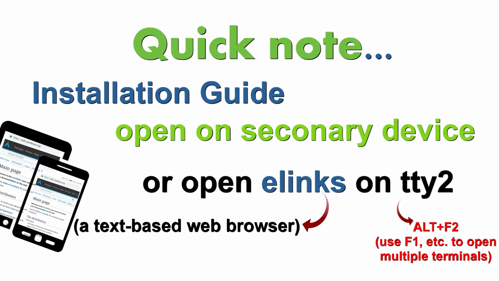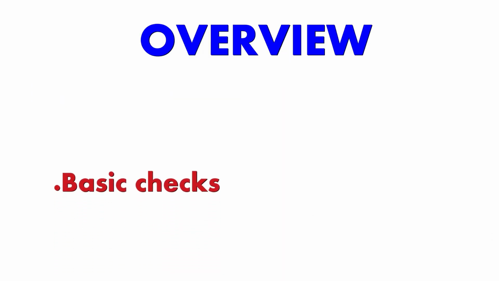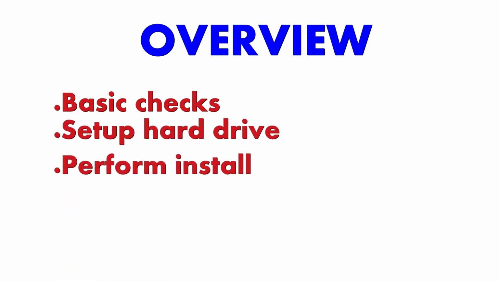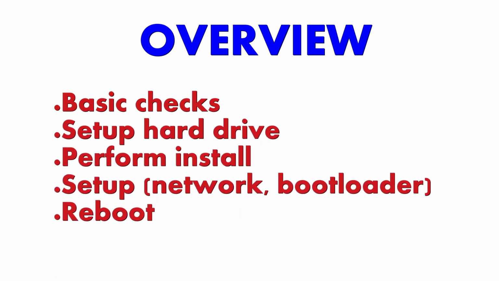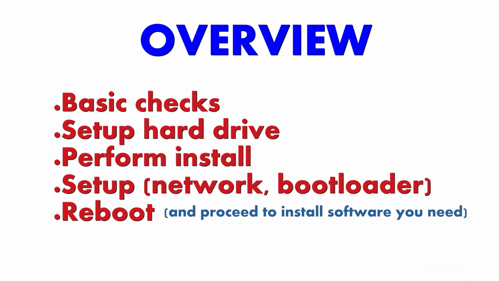You can use a secondary device like a mobile or a tablet, or alternatively you can use a text-based web browser called eLinks in the secondary terminal by pressing Alt F2. You can always go back to the first terminal using Alt F1. During the installation process, you will perform a variety of tasks, which are normally automated if you look at other distros. These steps are like doing some basic checks, preparation of the hard drives, installation of base packages, setting up of networks, bootloaders, and so on.